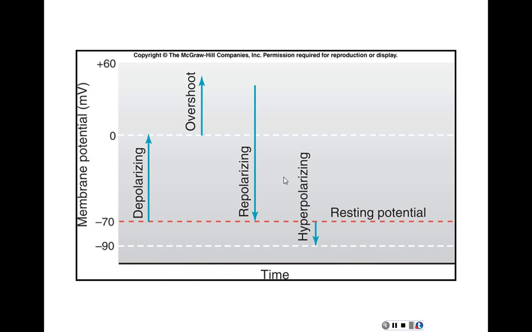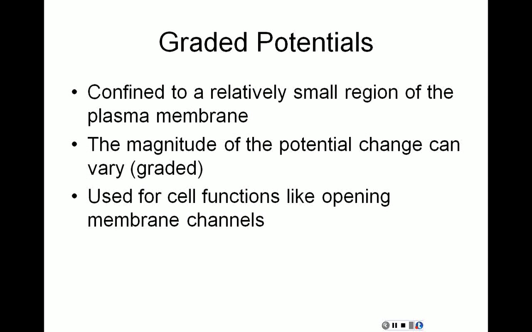Here's a pictorial representation. The red dotted line is your resting membrane potential at -70. When you become less negative, you depolarize. When the inside of the cell becomes positive, that's overshooting. When you return to resting membrane potential, that's repolarizing. When you go more negative than resting membrane potential, that's hyperpolarizing. We'll talk about graded potentials in this lecture, action potentials in the next lecture.